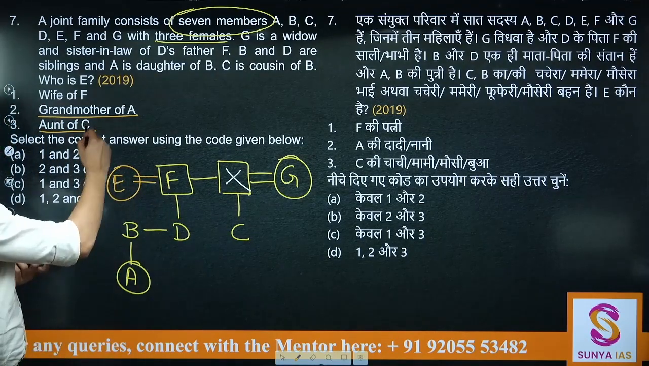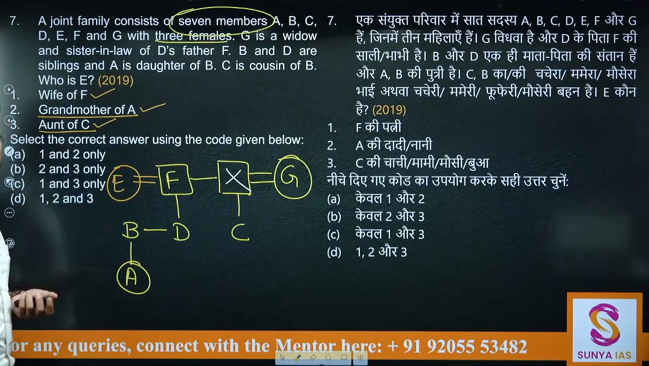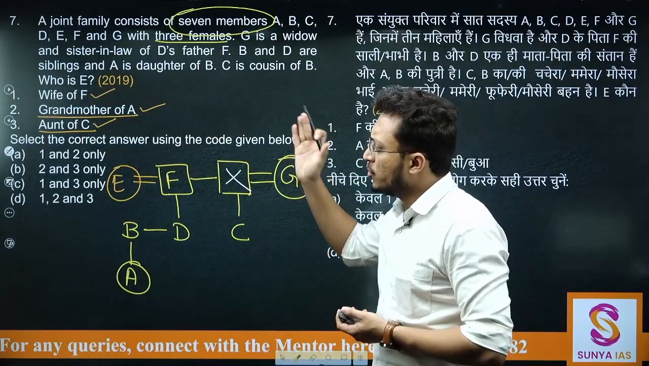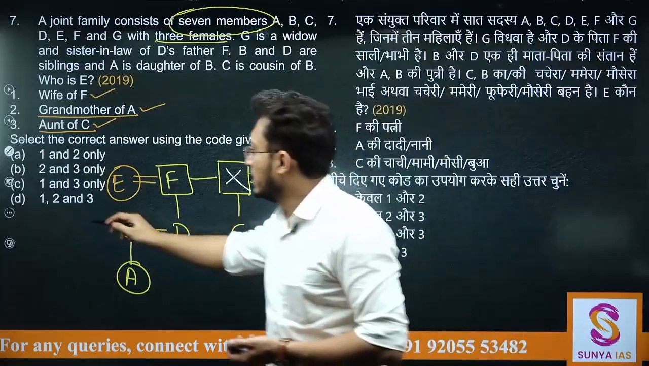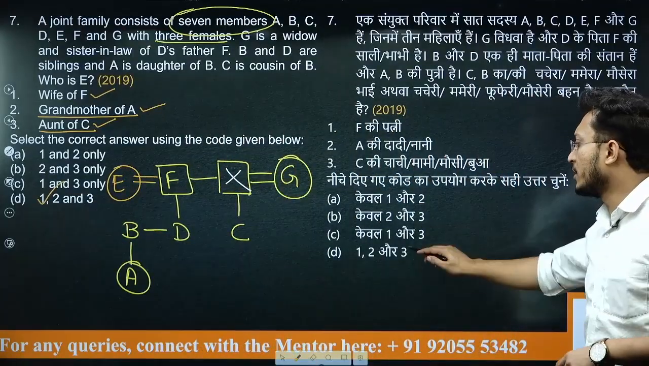That means again if 3 is correct, so 1 will also be correct, and automatically 2 will also be correct. So in any sense, if you are seeing this, you will see that all the 3 should be correct simultaneously. That means your answer here becomes 1, 2 and 3. All the 3 statements are correct.